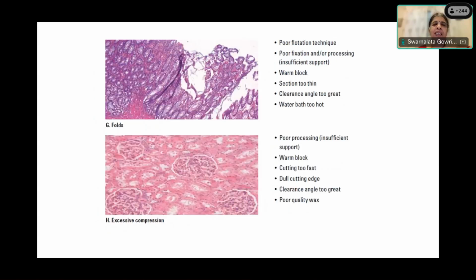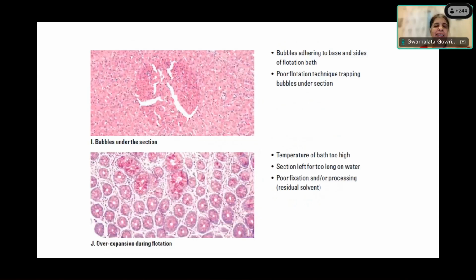Here is again, when they float the tissue and don't pick it up well, you will get defects like this. And again, the tissue is sort of compressed. You see, they're not spread out at all. And that is usually due to poor processing, or sometimes if the temperature of the water bath is too hot, it can become like this.